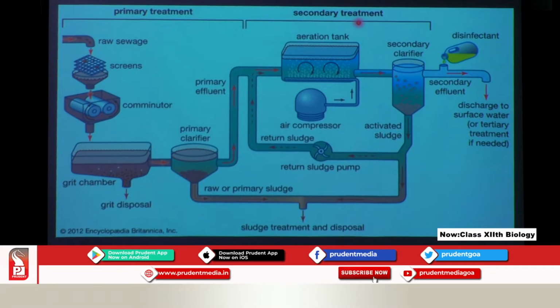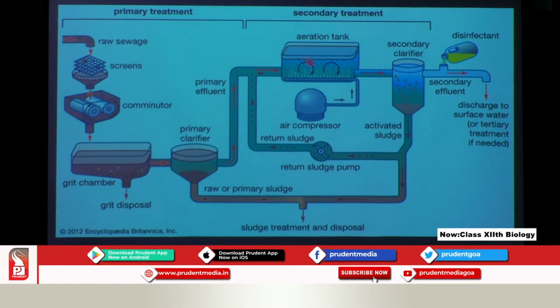And what does the secondary treatment consist of? In secondary treatment, the effluent, the supernatant or floating liquid, is put in the aeration tanks. Now, these are the tanks here. Why are these called aeration tanks? Because air is passed into this tank by the air compressors. You can see the air compressors here and air is passed here.